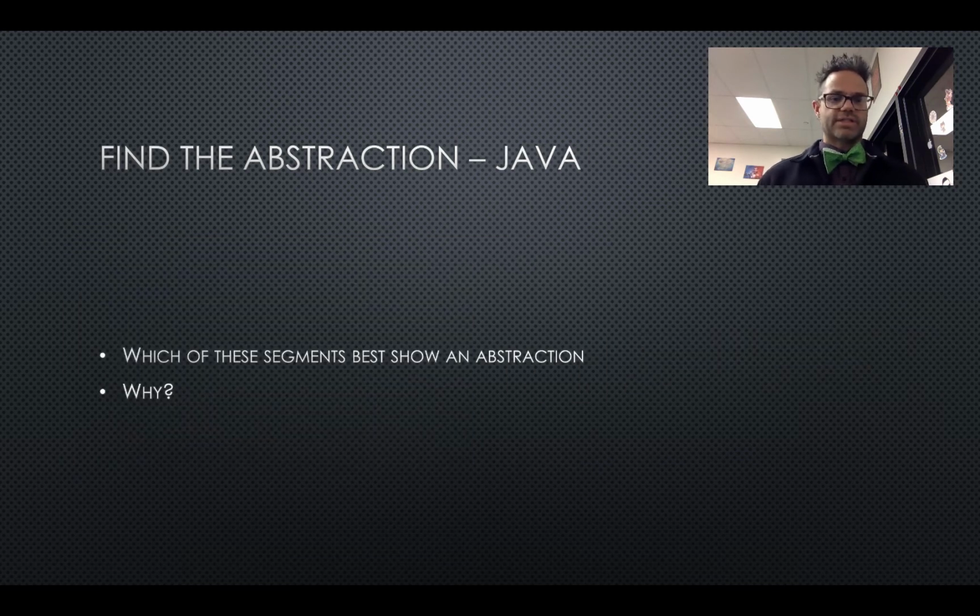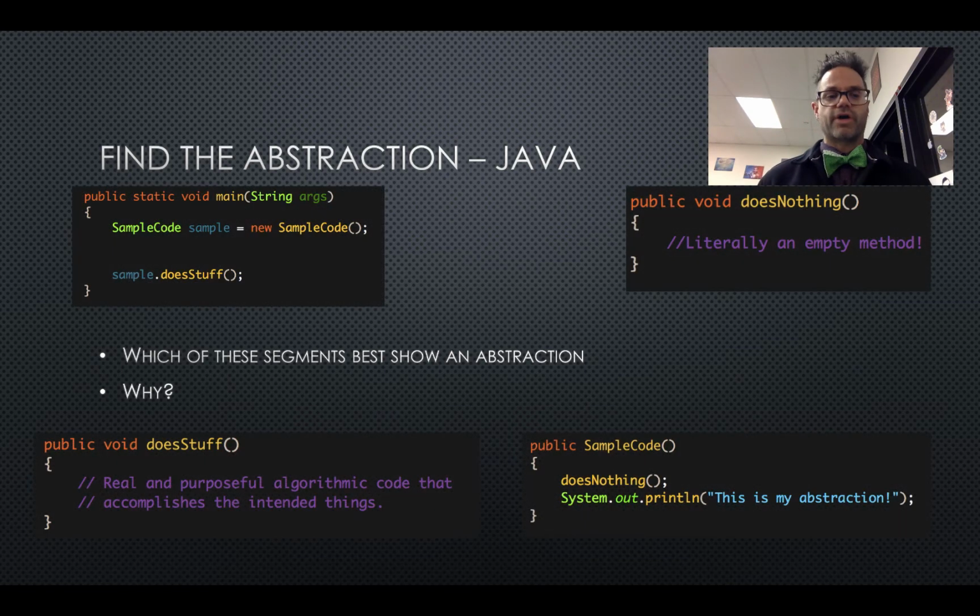Now, I'm going to show in a text example right here using some Java, which one best shows the abstraction and why. So we have right here 4 different samples. We have our public static void main string args, and we have samples, new sample code, sample.doesStuff, public void doesNothing, public sample code, doesNothing, a call inside that was System.println, this is my abstraction, and public void doesStuff, real and purposeful algorithmic code that accomplishes the intended things.